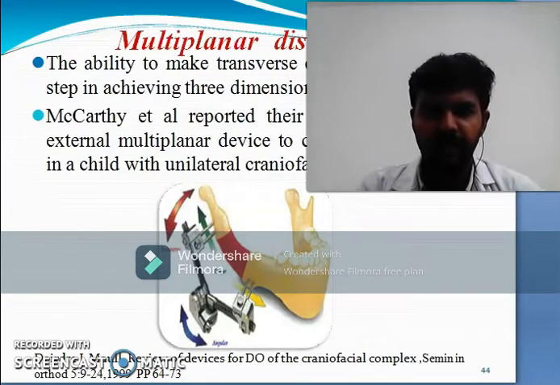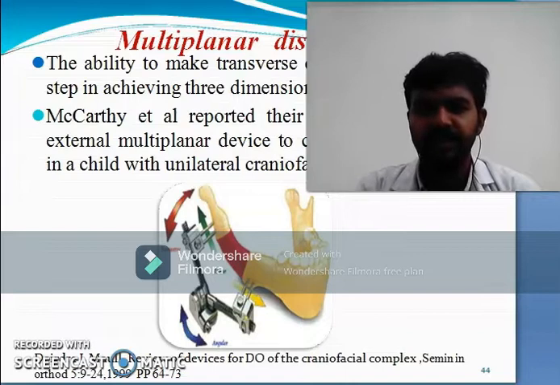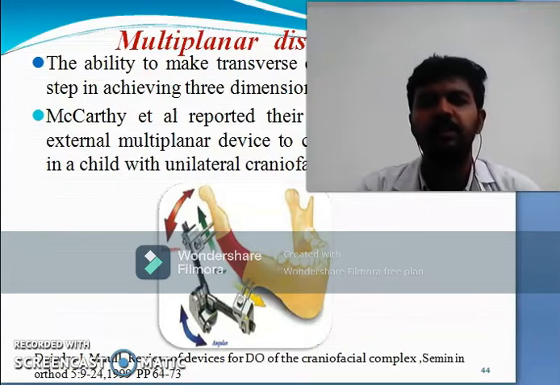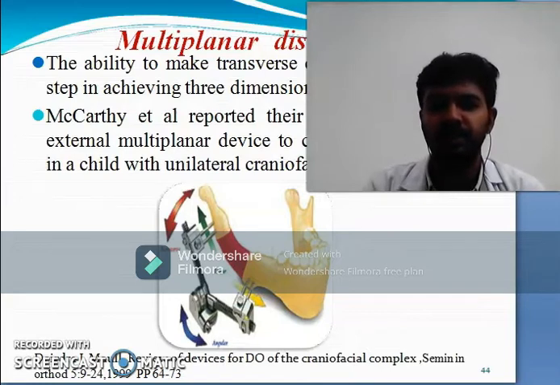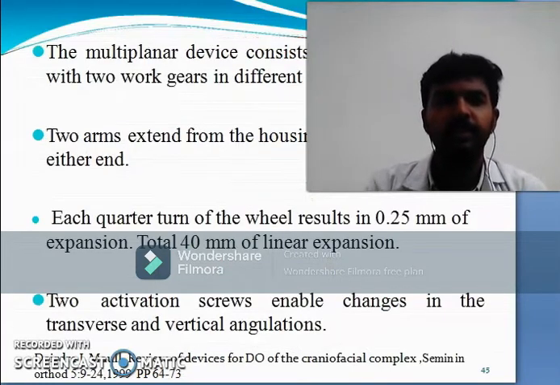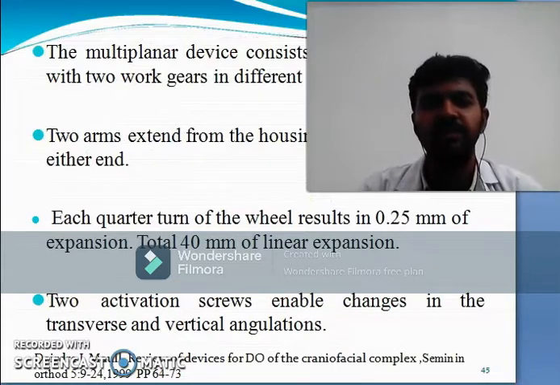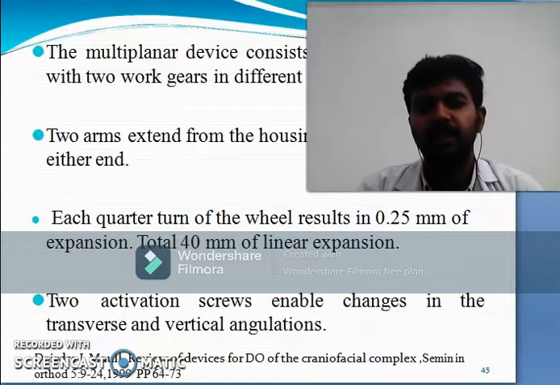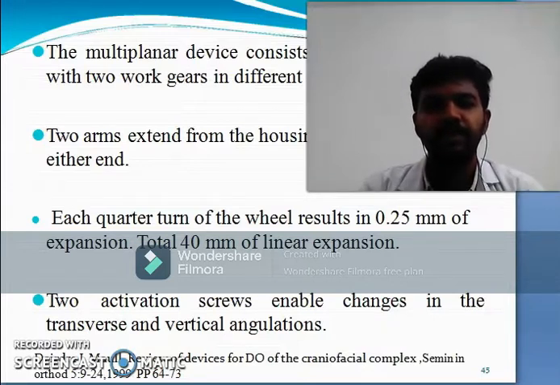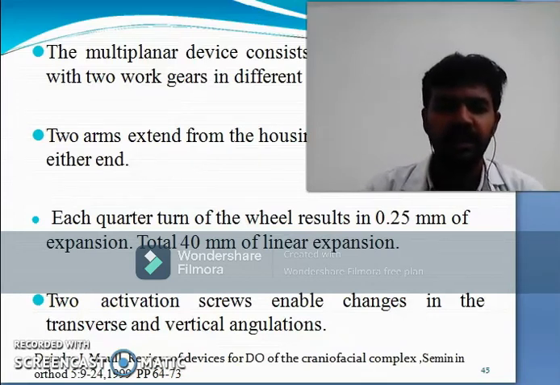The multiplanar distraction. The ability to make transverse changes was the final step in achieving 3-dimensional control. McCarthy et al. reported their experience using an external multiplanar device to correct the asymmetry in a child with unilateral craniofacial microsomia. The multiplanar device consists of a central housing with 2 worm gears in different planes. The 2 arms extend from the housing with pin clamps at either end. Each quarter turn of the wheel results in 0.25 mm of expansion, total 40 mm of linear expansion. The 2 activation screws enable changes in the transverse and vertical angulation.